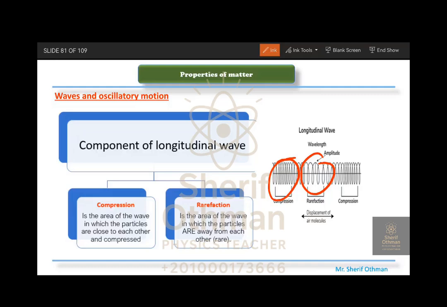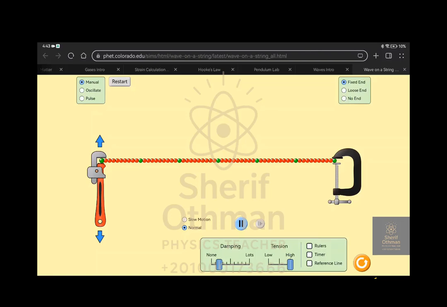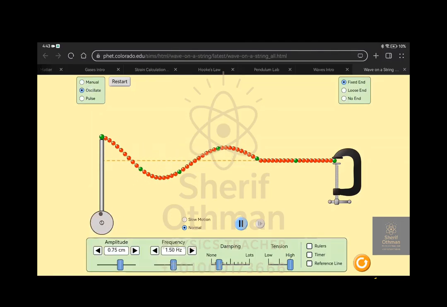Compression is the area in which the particles are close to each other. Rarefaction is the area in which the particles are away from each other. So compression is the area of the wave in which the particles are close to each other and compressed. Rarefaction is the area of the wave in which the particles are away from each other. Here is the wave, guys. We can form a wave like this one.